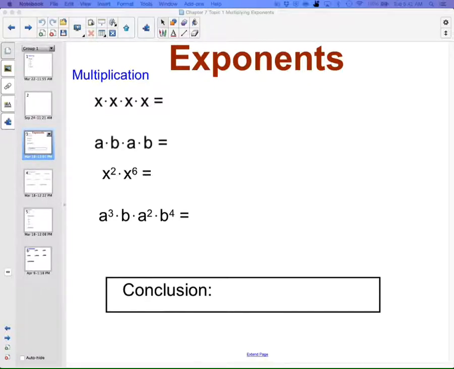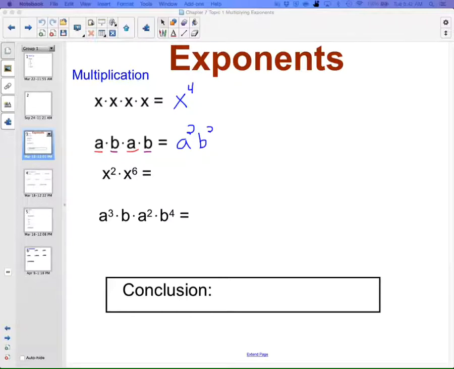x times x. So we know that there are 4 of those x's. So we could say that that is equal to x to the 4th power. Okay, looking at the next example, we'll see that there's different letters. We have our a's, we have our b's. So collectively what we're going to say is there are 2 a's, or a to the 2nd power, and there are 2 b's, b to the 2nd power. Now it's not to be confused with 2 times b or anything like that. We're dealing with exponents in this case.